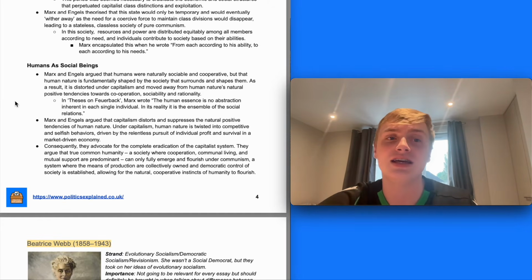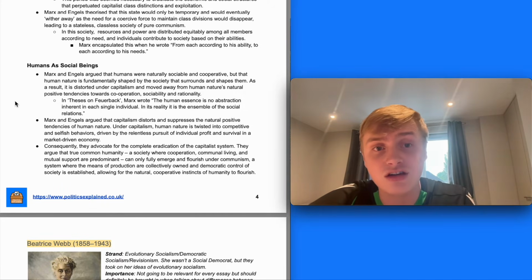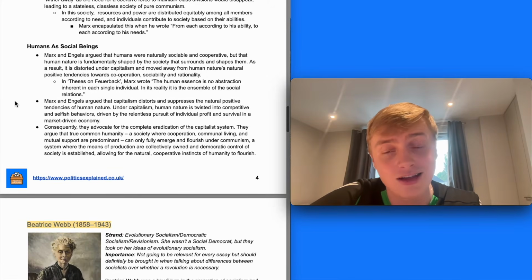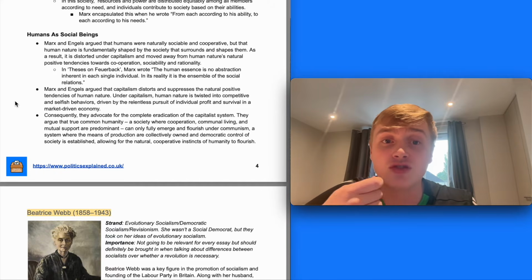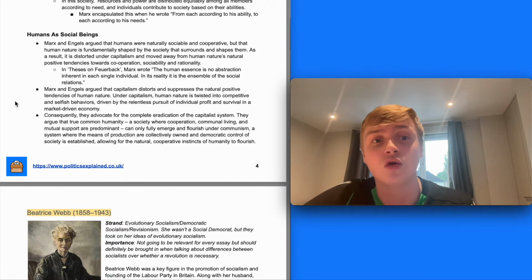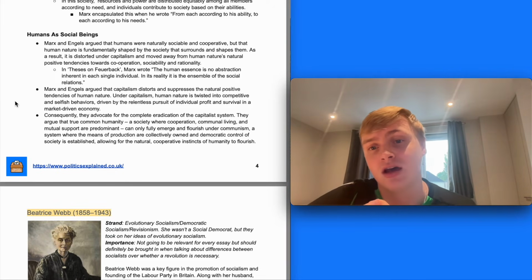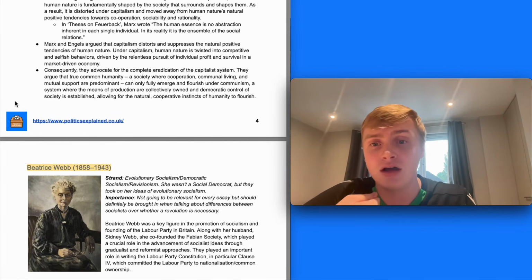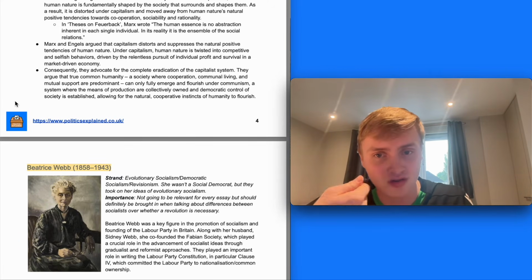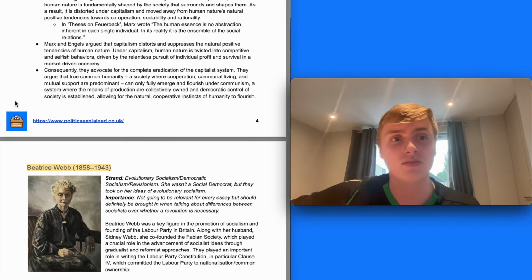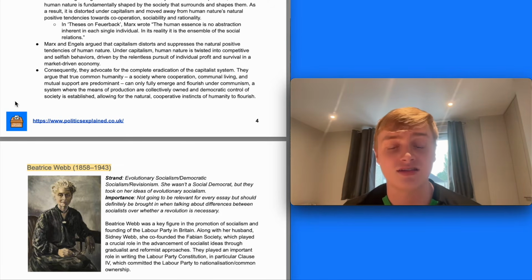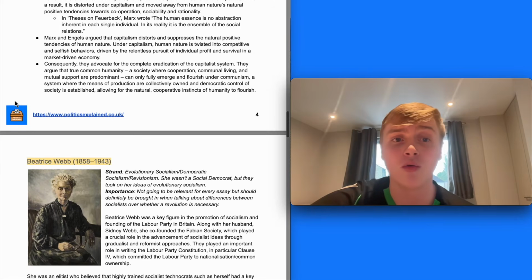And the next key idea is that humans are social beings. So they believe that humans are naturally sociable and cooperative, but that human nature is also fundamentally shaped by the society that surrounds and shapes them. As a result, under capitalism, society produces a kind of negative human nature with tendencies towards competitiveness rather than cooperation. And that links into their belief that you need to completely change society and change capitalism in order to unleash this positive common humanity, as human nature is very much determined by the society that surrounds it. As a result, they believe in the complete eradication of the capitalist system.